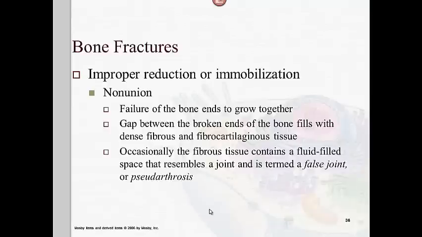One type of malalignment is nonunion. Nonunion is a failure of the bone ends to grow together. There's a gap between the broken ends of the bone filled with dense fibrous or fibrocartilaginous tissue. Occasionally, the fibrous tissue contains a fluid-filled space that resembles a joint, but this is basically false, and that's called pseudoarthrosis.